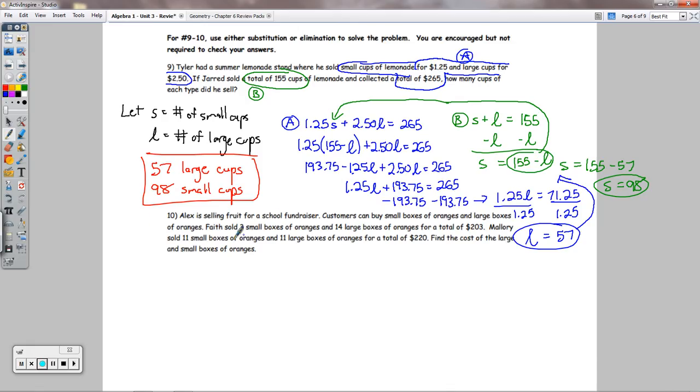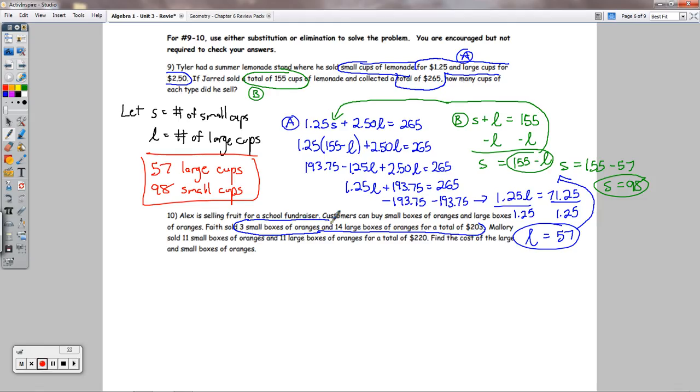So from here, let's check out number 10. Alex is selling fruit for a school fundraiser. Customers can buy small boxes of oranges and large boxes of oranges. Faith sold 3 small boxes of oranges, 14 large boxes of oranges, for a total of $203.